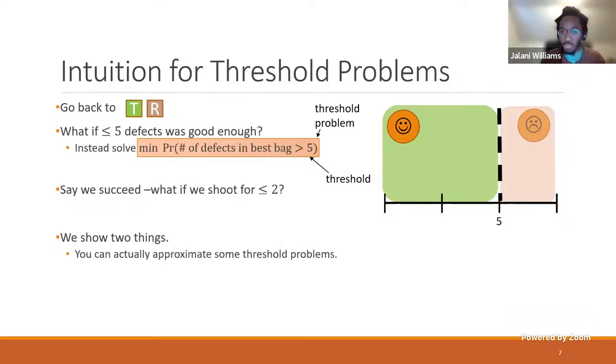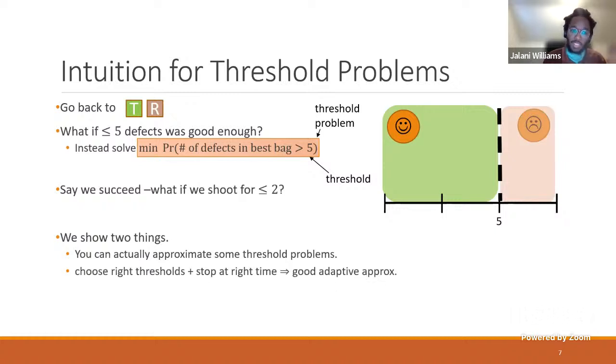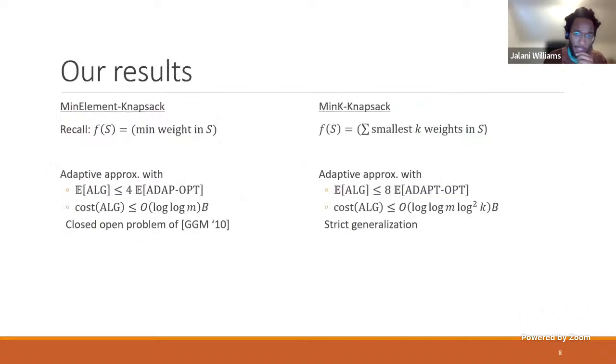The first thing we do is we show that you actually can approximate some of these threshold problems well. And I won't go into how, but you can see that in the paper. The second thing we show is that if you choose the right thresholds and you stop at the right time, this actually gives you a fairly good adaptive approximation. Okay, and so the results we get are, we close that open problem that I mentioned before.